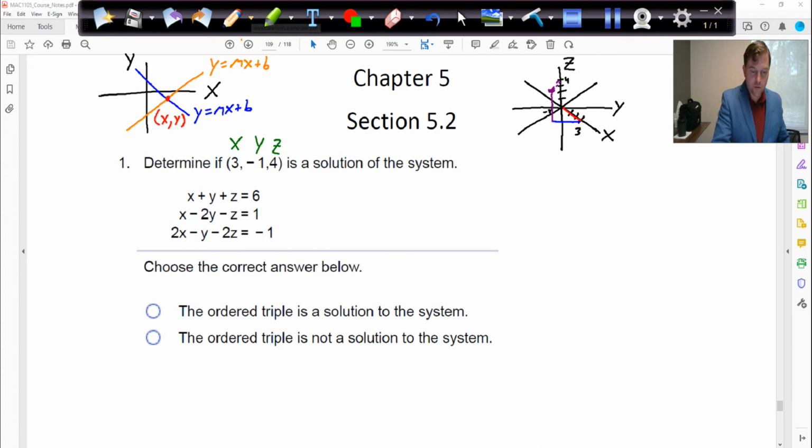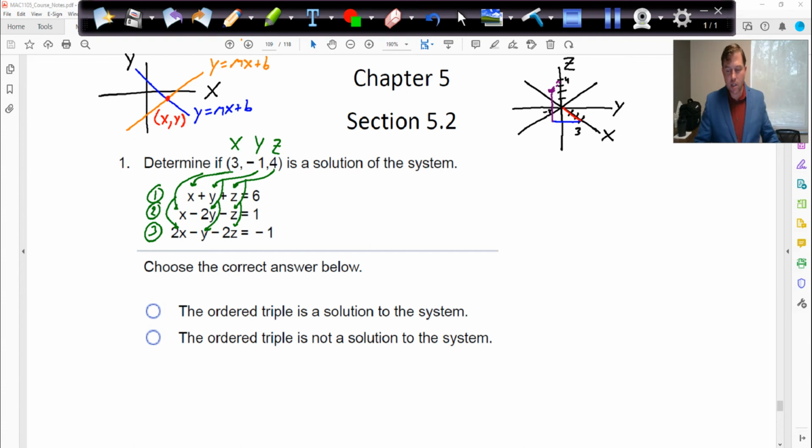All we need to do in the first couple problems is plug in these x, y, and z. So first we're going to call this equation 1, equation 2, and equation 3. And we're just going to replace all x's with 3. We're going to replace all y's with minus 1. And we're going to replace all z's with 4. And what we're going to see is if we get the equation to balance. So we should get number equals number itself.